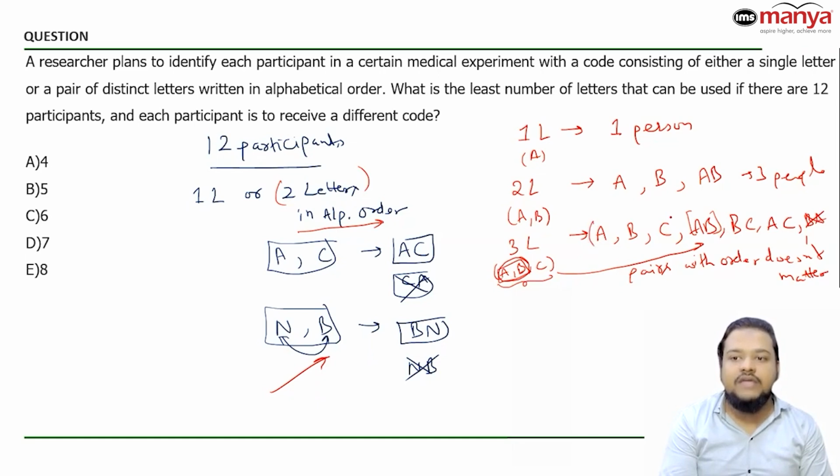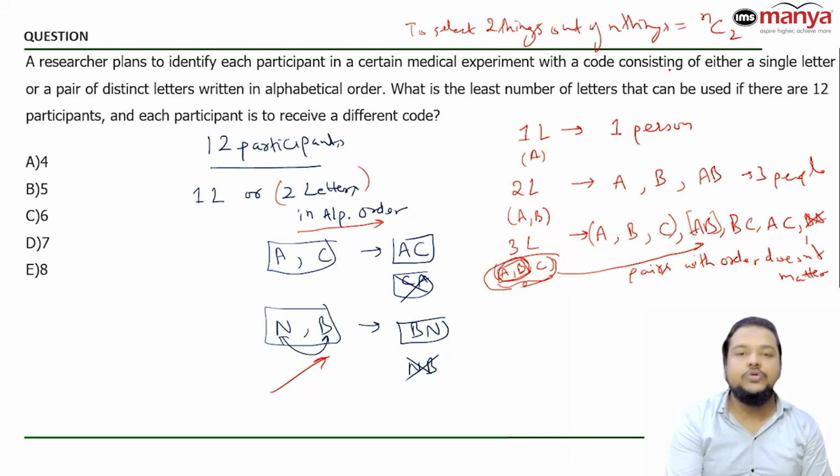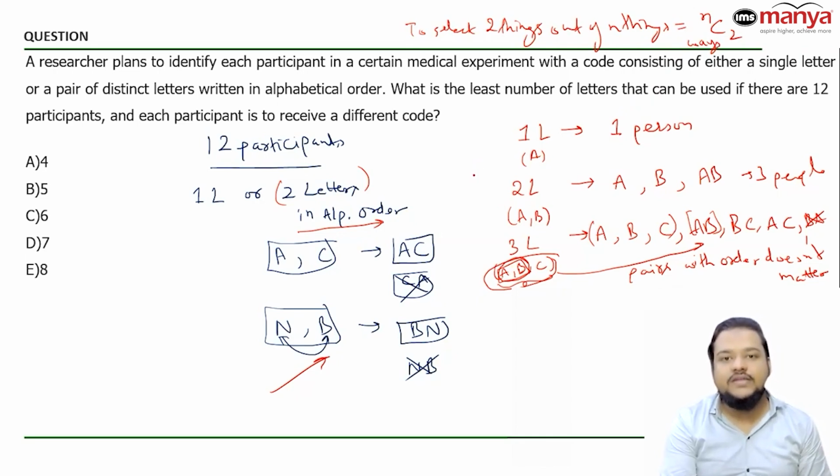So after giving the letters, one letter to one person, what you do is you give two letters to one person. That means whatever number of letters are available, you try to make pairs out of them. Okay. And to select two things out of n things, number of ways are nothing but nC2. Yes or no? To select two things out of n things, number of ways are nothing but nC2 ways, right? I hope you remember, to select r things out of n things, it's nCr.